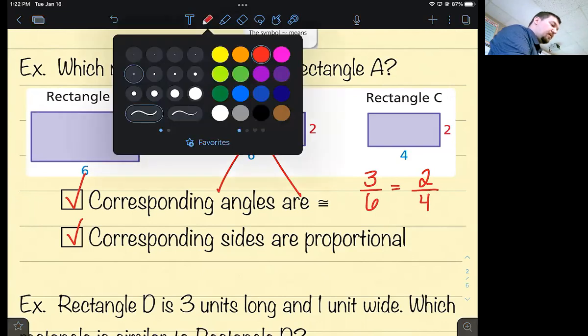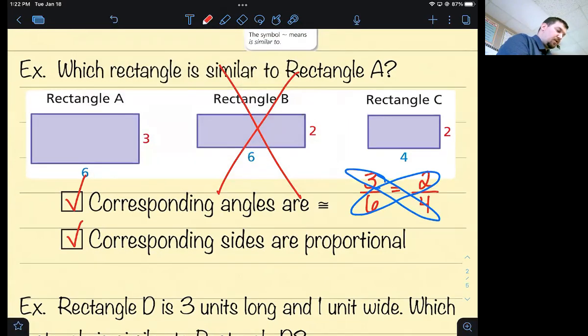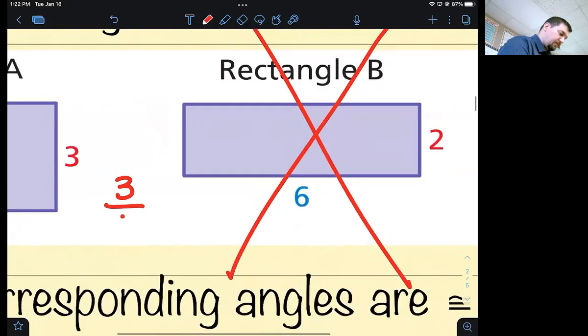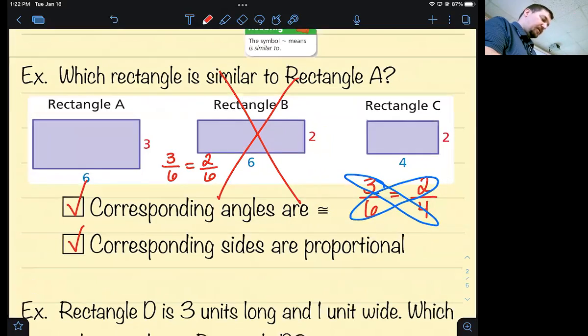Also, you would have learned last year that when you cross multiply, if two fractions are proportional, the cross products will be the same. So 3 times 4 has to equal 6 times 2. They both do. If I try setting that up for the rectangle that we know is incorrect, not only does that look wrong, because it is, 3 over 6 is not the same as 2 over 6, but if I use cross products, I get 18 and 12, and those aren't the same. So in a proportion, the cross products are going to be equal. So one of the ways you can check to see if they're proportional is just cross multiply and see if you get the same answer for both cross products.